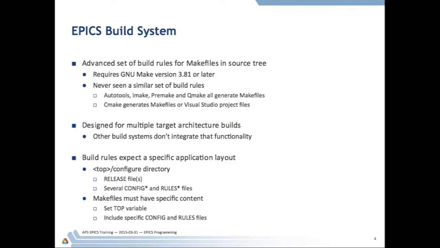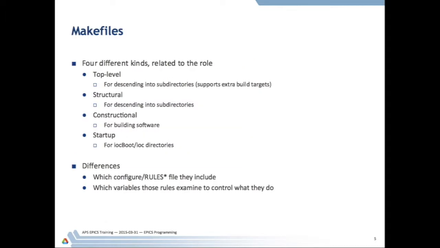The make files themselves then in the rest of the build must have specific content. In all cases, the make files set a variable called top, which is the relative path to the top of your application, i.e. the directory that contains the configure directory. And then the make files, after setting top, usually they include the top config file from the configure directory, and then one of several different rules files. We'll come on to those again in a moment.